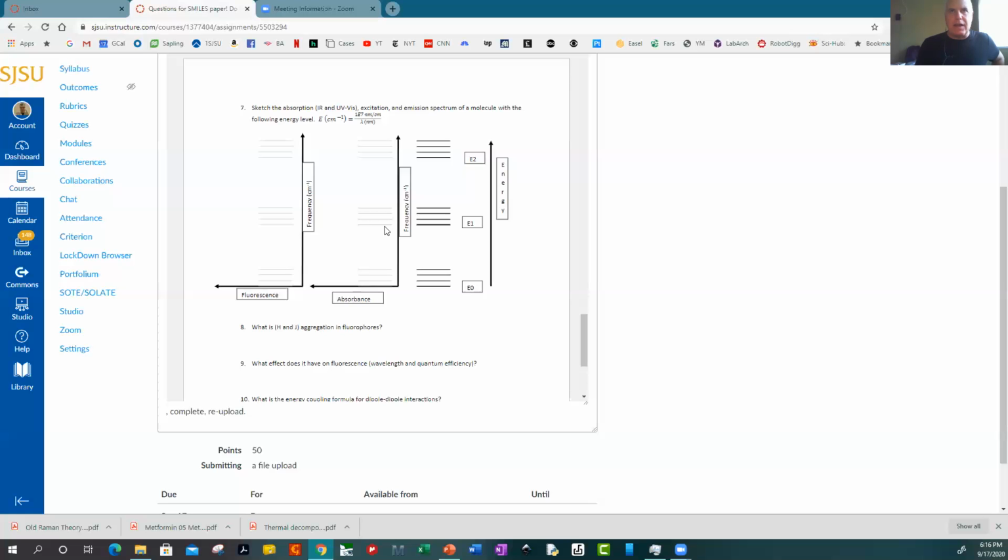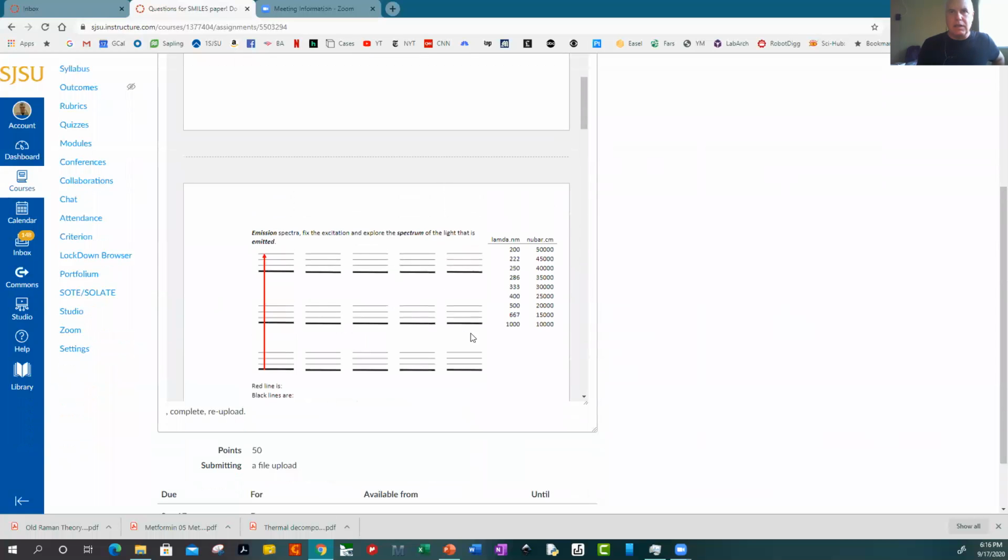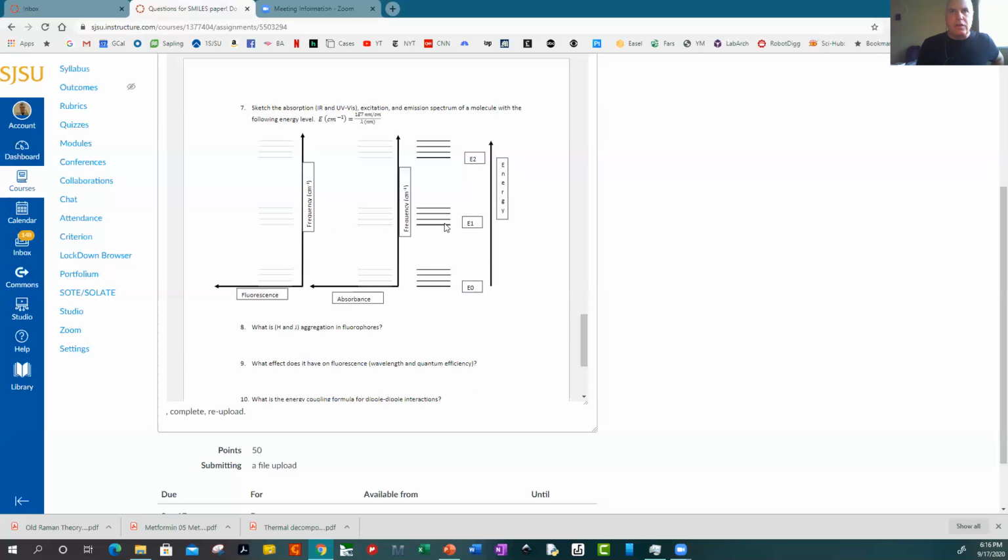Now, when you get up here, you're going to be talking about red light, right? So this is like 10,000 wave numbers, which is 1,000 nanometers. And then we get up here to about 40,000 wave numbers, I think. 40,000 is 200 or 250 nanometers. Not sure exactly how that works out.